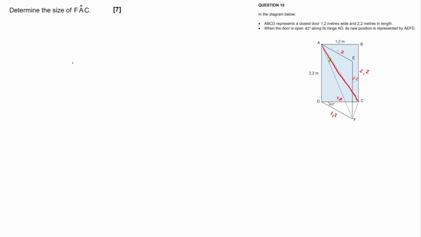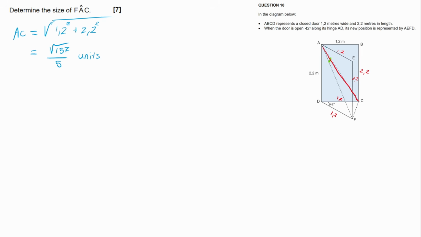So we can use trigonometry, Pythagoras' theorem, to work out AC. AC is equal to the square root of 1,2 squared plus 2,2 squared. In the calculator, I'm going to leave it in its unrounded form because we're probably going to need it in a second. So it's root 157 over 5 units.